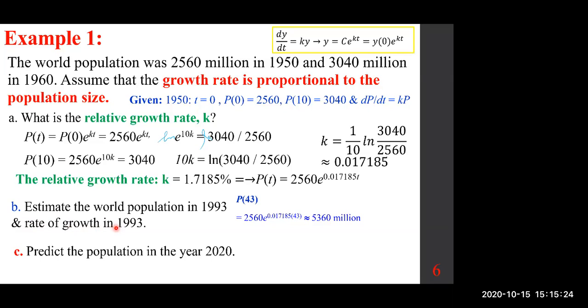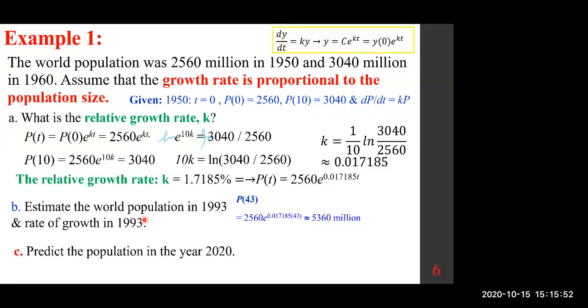Rate of growth in 1993. So we got 1993, P of 43, and we're done. And again, this is an approximation. What is the rate of growth in 1993? That is dP/dt. Go back up here. dP/dt is the rate of growth.